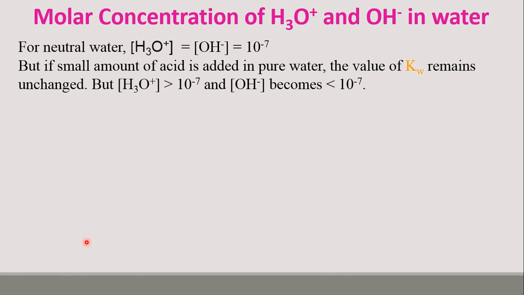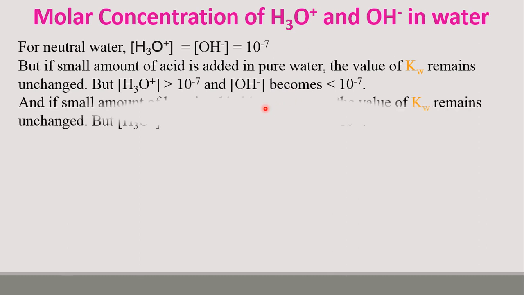So, if we add a small amount of acid in pure water, we will get a concentration of hydronium ion greater than 10 to the power minus 7, and the concentration of hydroxyl ion becomes less than 10 to the power minus 7.